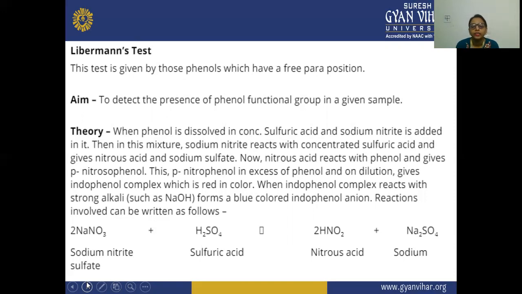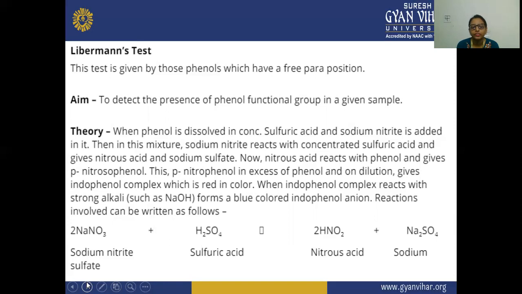nitrosophenol, and this nitrosophenol in excess of phenol and on dilution gives the indophenol complex, which is red in color. Then the indophenol complex reacts with strong alkali, that is NaOH, sodium hydroxide. Then it forms a blue colored indophenol anion, and the reaction involved can be written as this.